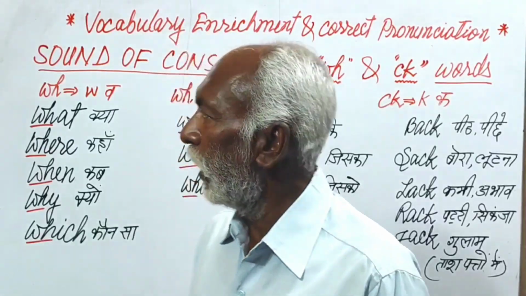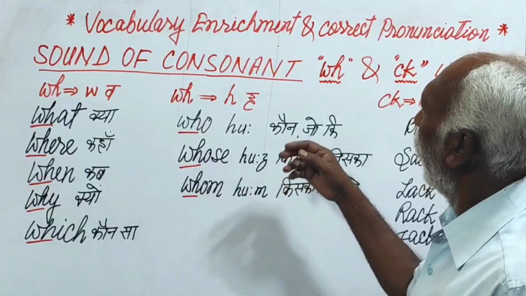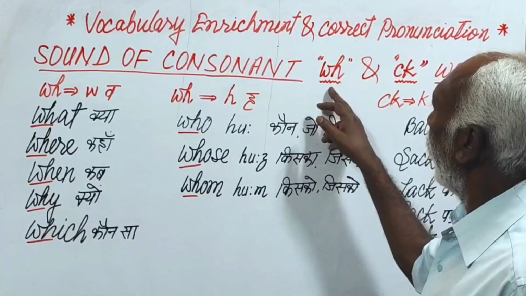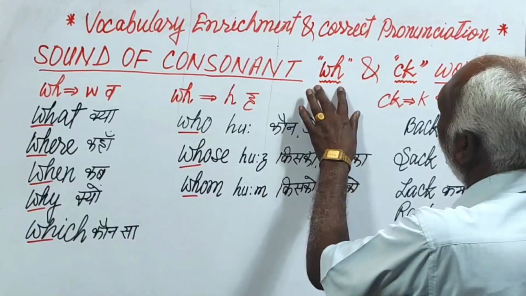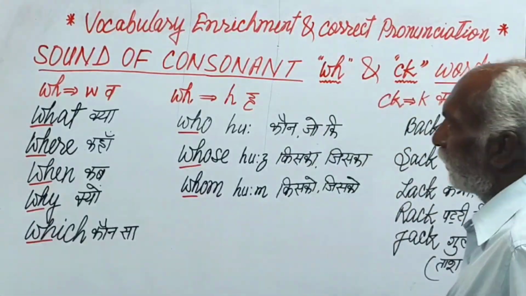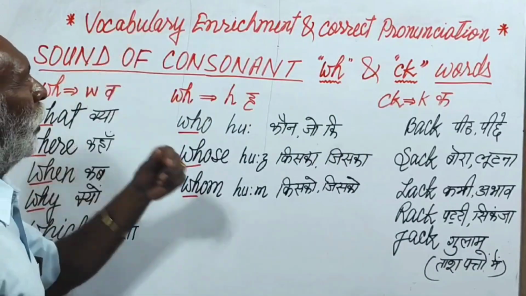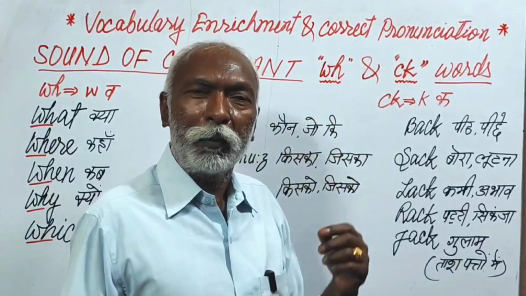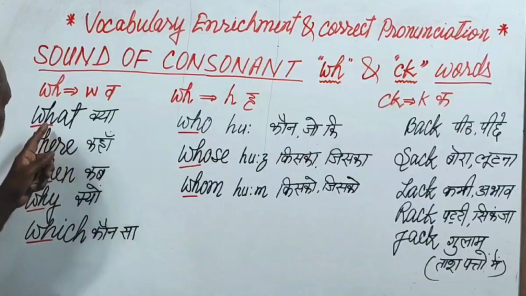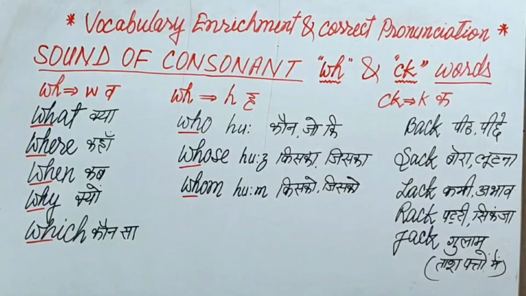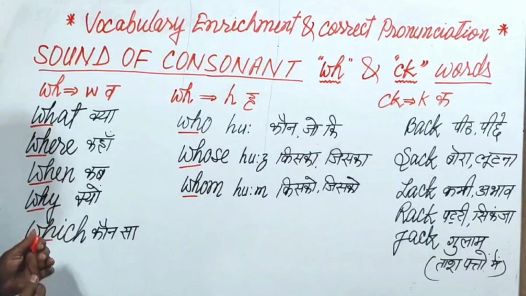This is Suresh Bharadwaj with the sound of consonant letters W, H, and CK words. Okay, WH words and CK words. In this way, you may enrich your vocabulary and correct your pronunciation too. So, dear, here WH words have been written. You may see the words written on the whiteboard.